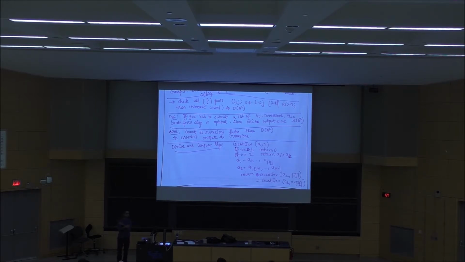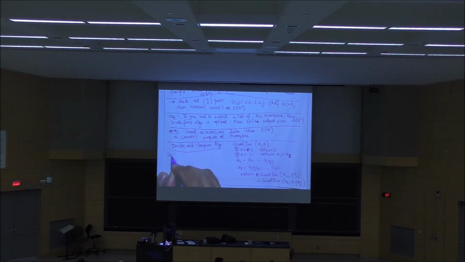Right, so the issue is you're dividing the array into two parts, left and right. You're recursively counting inversions that are contained within the left part and the right part, but you're not counting inversions that cross over.